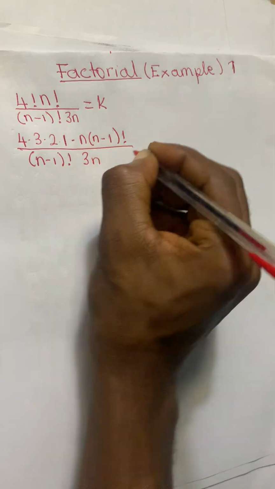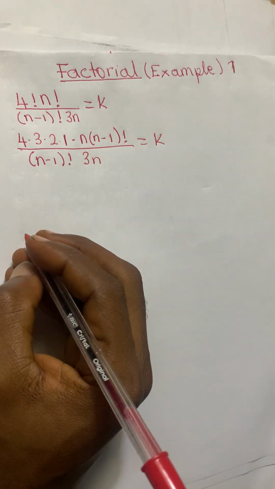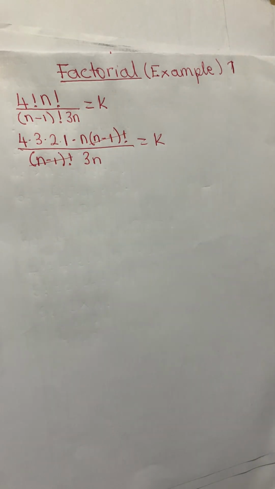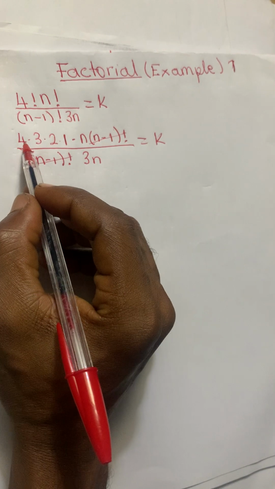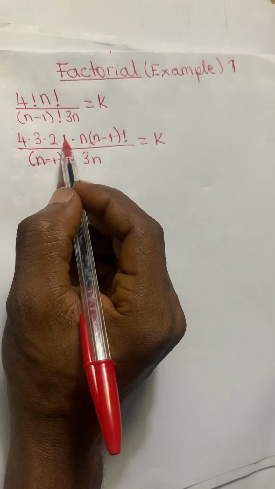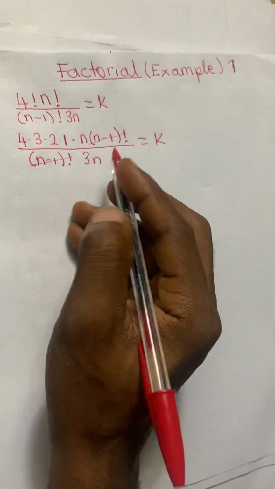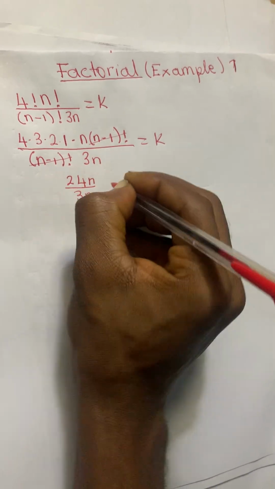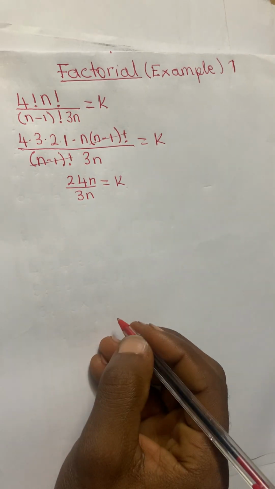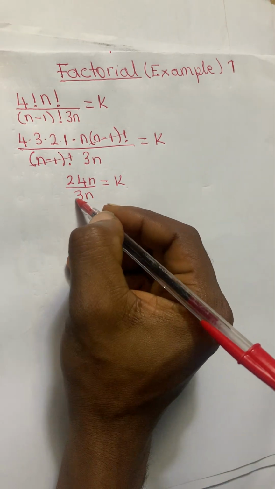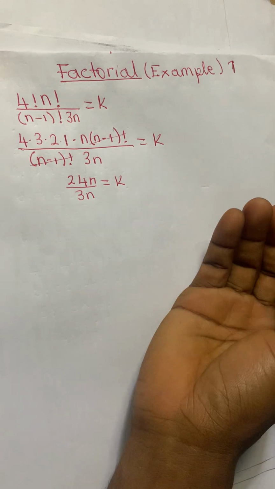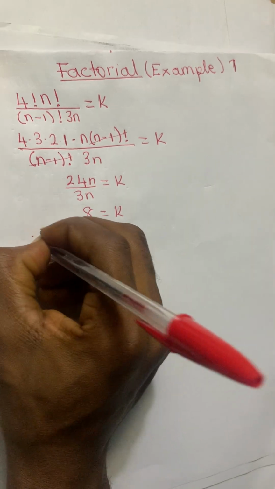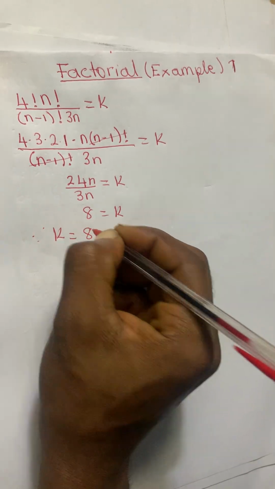Then we have our 3n is equal to k. So therefore now, (n minus 1) factorial will cancel (n minus 1) factorial. By simplification, 4 times 3 times 2 times 1 will give us 24. Times n gives us 24n over 3n is equal to k. By simplification, 3n goes into 24n 8 times. So therefore, our k is equal to 8.